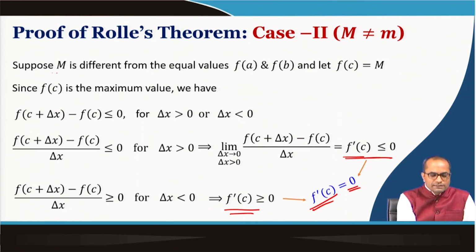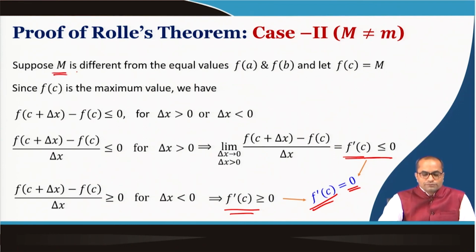We started with big M, which was the maximum value at this point, but we can do this analysis for the minimum point as well, considering the small m there, and similar steps will again show that there is a point where the derivative becomes 0.